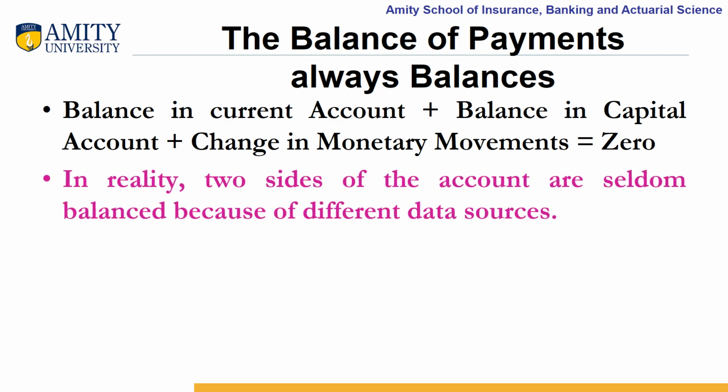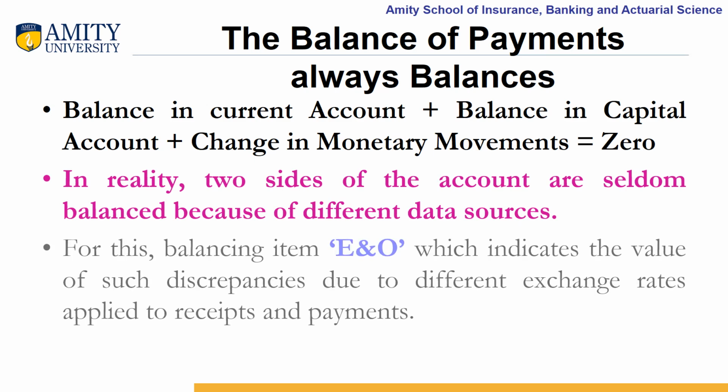But in reality, two sides of the account are seldom balanced because of different data sources. For this, there is a balancing item, which is errors and omissions, which indicates the value of such discrepancies due to different exchange rates applied to receipts and payments.